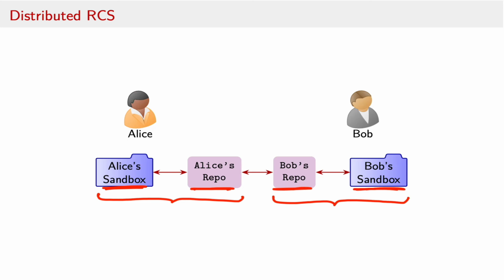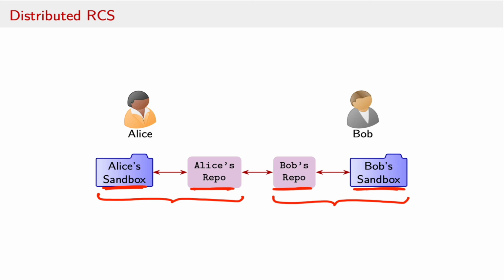Now, of course, that doesn't answer the question of how we use these revision control systems to collaborate with one another. That was one of the key features of introducing the notion of revision control in the first place. If Alice has her own separate repo and Bob has his own separate repo, that doesn't really help with collaboration. The difference in the case of a distributed RCS is that we will now synchronize the repositories periodically.